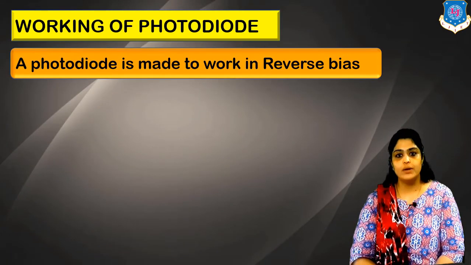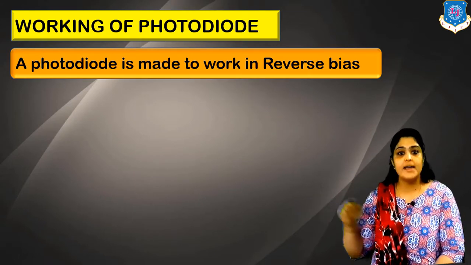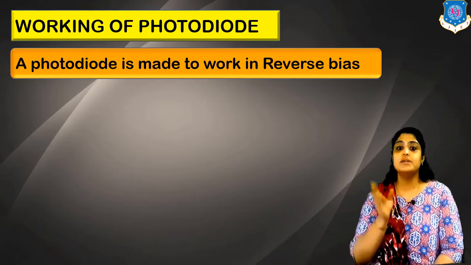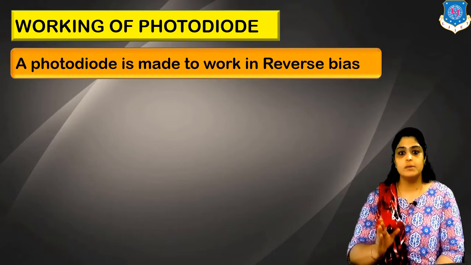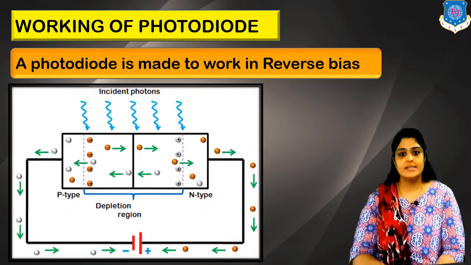Now let's move on to working of a photodiode. So as I said, a photodiode is made to work in reverse bias only. Reverse bias means the p-type semiconductor is connected to the negative terminal of battery. N-type semiconductor is connected to the positive terminal of battery. So this is how reverse bias of a photodiode is done.